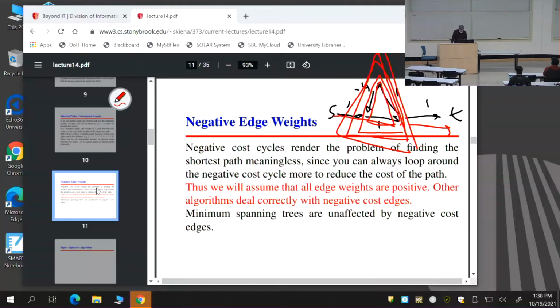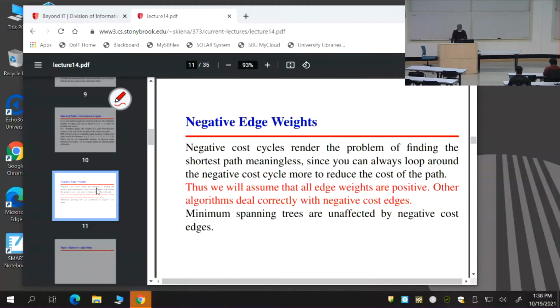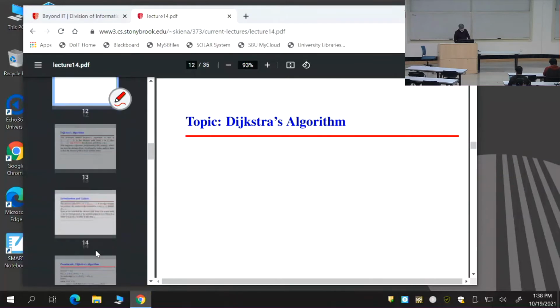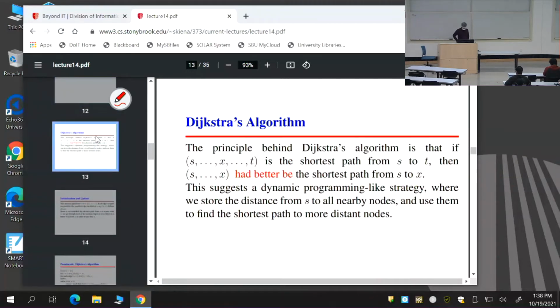So we're assuming that all edge weights are positive if we want to find shortest paths, because weird things happen when you've got negative weights. Any questions? Okay. Now let's look at how you find a shortest path in a graph. And the algorithm that's famous for this is something called Dijkstra's algorithm. And the idea behind Dijkstra's algorithm, the reason why Dijkstra's algorithm is correct, is a fairly simple observation. Suppose you tell me that this is the shortest path from S to T, and it happens to go through X.